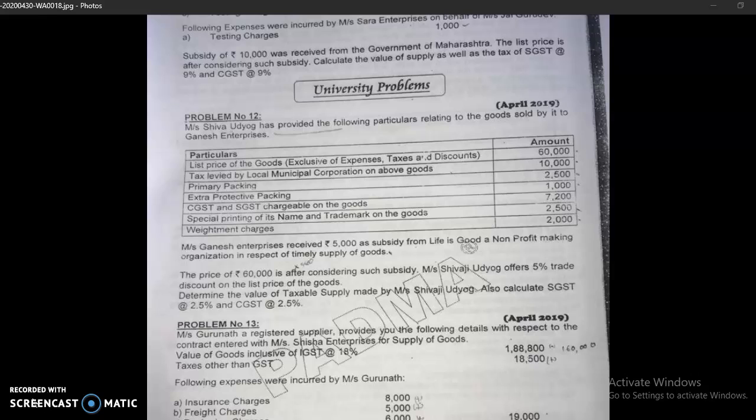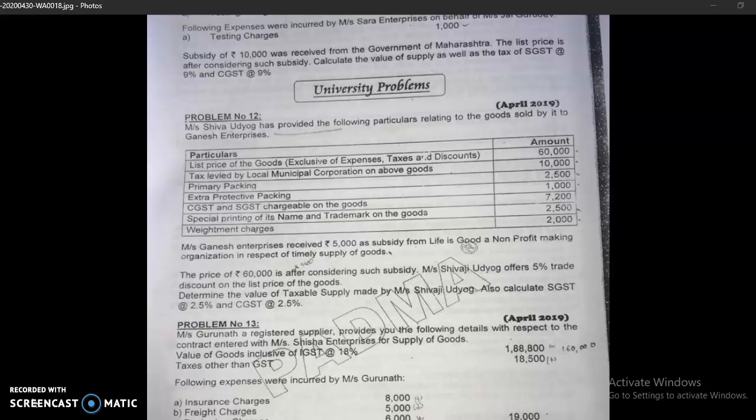This question was asked last year, question number 4A, that you have already forwarded to me. You can see on my screen the question number 12 is written over here, but actually that is a question of last year, question number 4A. This question belongs to the chapter value of supply, so here we have to calculate the value of supply.